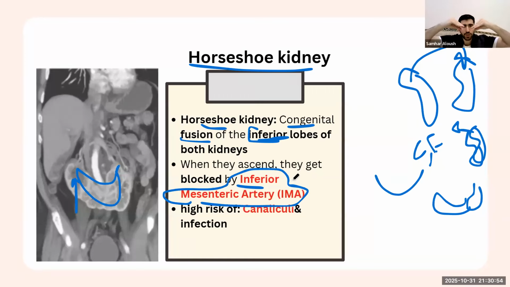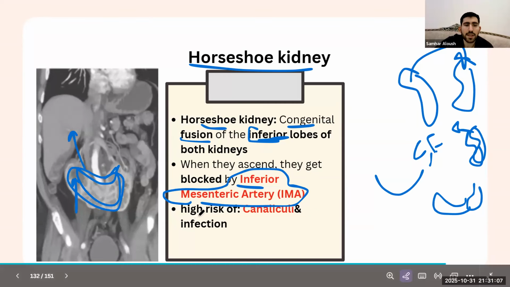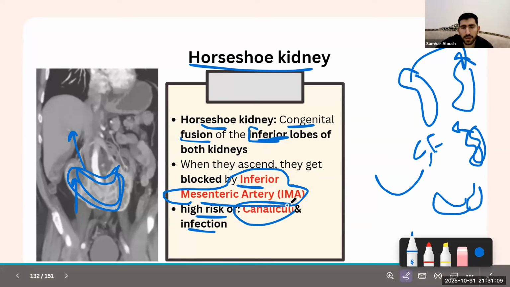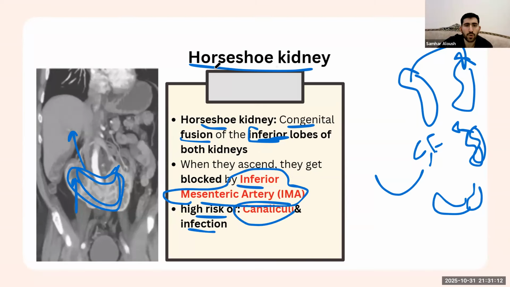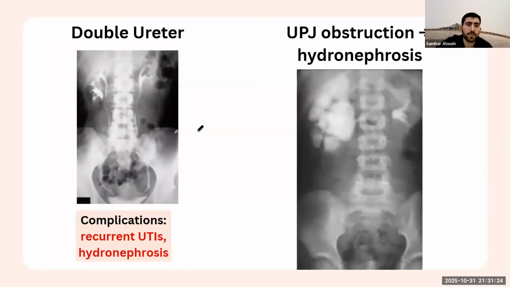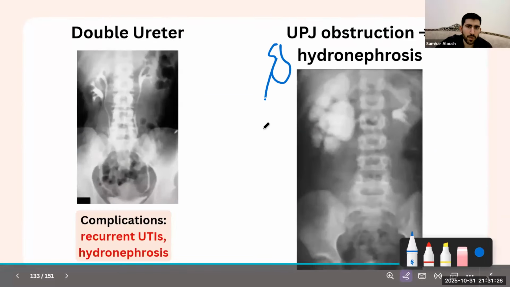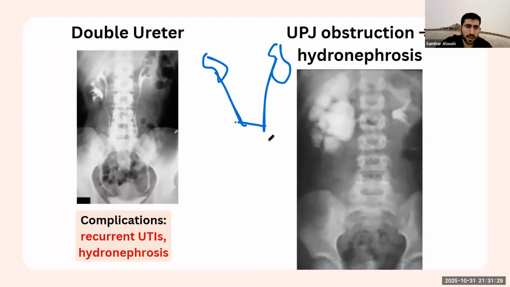So horseshoe kidney: fusion of the inferior lobes. When they ascend, they get blocked by the first thing that appears in their way, which is the inferior mesenteric artery, so they will be like this. They will not reach the level of the liver. There is a high risk of infections, but most importantly, nephrolithiasis, which is stones. So someone has horseshoe kidney, they will most likely develop what? Stones, which is nephrolithiasis. If it's not in the choices, infection. Okay, clear? Right. Now normally we have a kidney with a ureter, another kidney with a ureter, reaching the bladder.